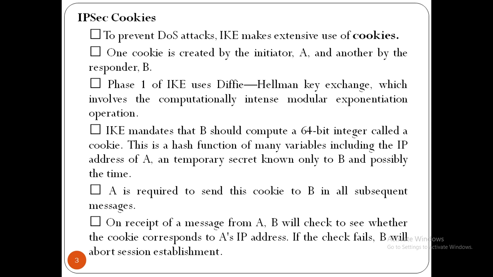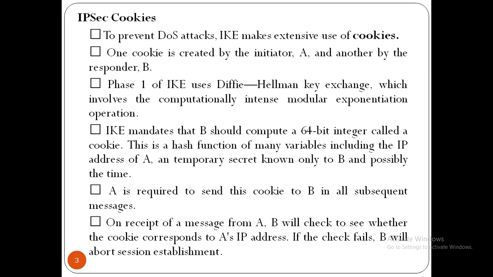Now, IKE in phase 1 uses the Diffie-Hellman key exchange protocol, which involves the computationally intense modular exponentiation operation. Here IKE mandates that the responder should compute a 64-bit integer called a cookie. So the cookie is identified by a 64-bit integer; you can call it the ID also. This is a hash function of many variables, including the IP address of A, a temporary secret known only to B, and possibly the time.